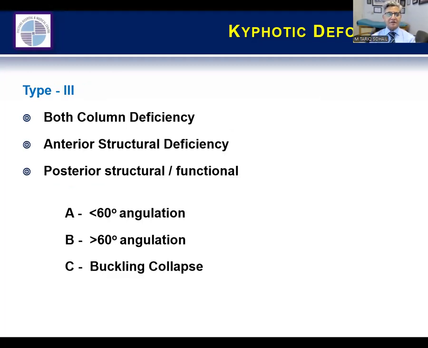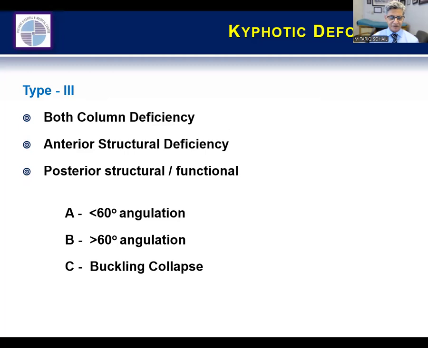And type 3 is a type of kyphotic deformity when both columns are either deficient in structure or function, and there may be a significant angulation at that given place, which may be less than 60, maybe more than 60, or there may be buckling collapse. These are deformities which are functionally impaired because of posterior structure. They are not working according to the expectation in a normal plan.